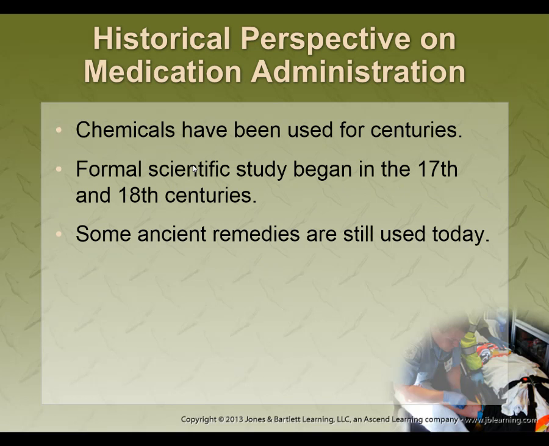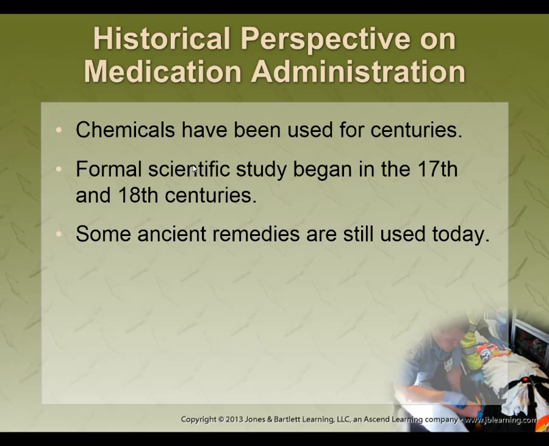Different chemicals and herbs have been used for centuries, for hundreds and hundreds of years, and we still use some of those things today. There are derivatives of them. Digitalis is one of those things. It's a plant, but it's still used today for cardiovascular disease.